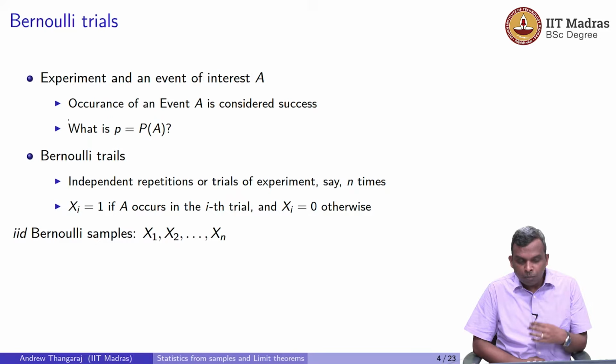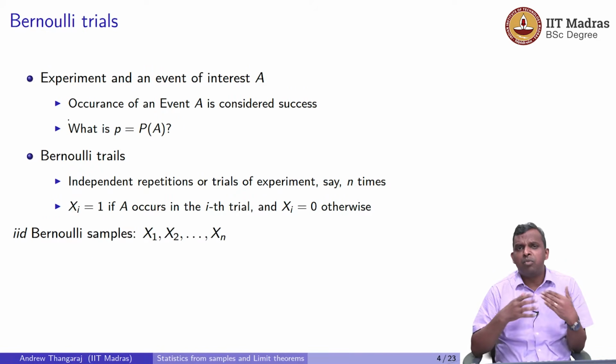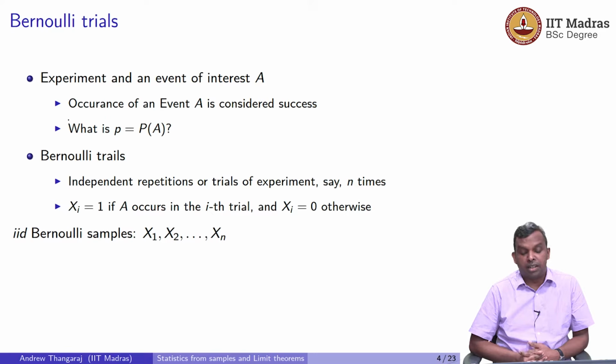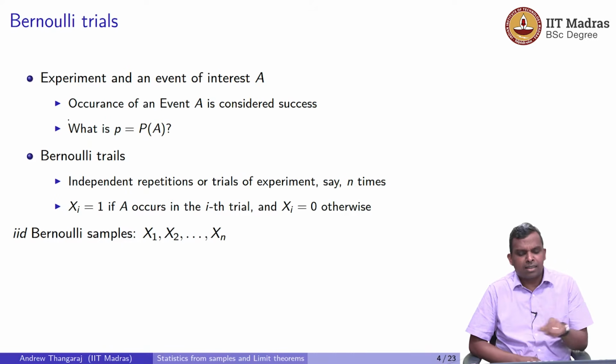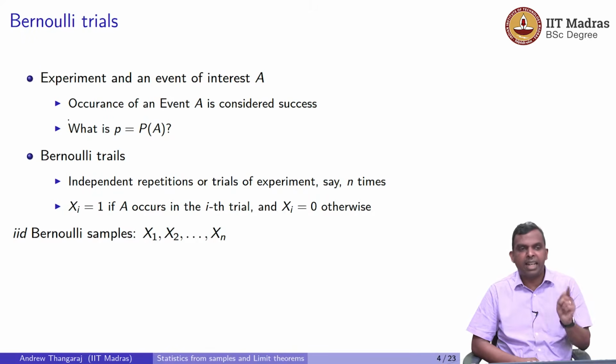And Bernoulli trials are nothing but independent repetitions of an experiment, say n times. So now we can associate a random variable with each of the Bernoulli trials. Notice how I do this. This is a random variable which is usually called an indicator random variable. It indicates whether an event occurred or not. In this case, it indicates whether A occurred or not.